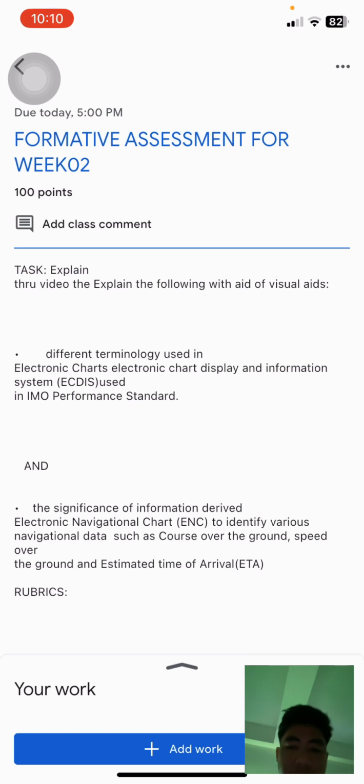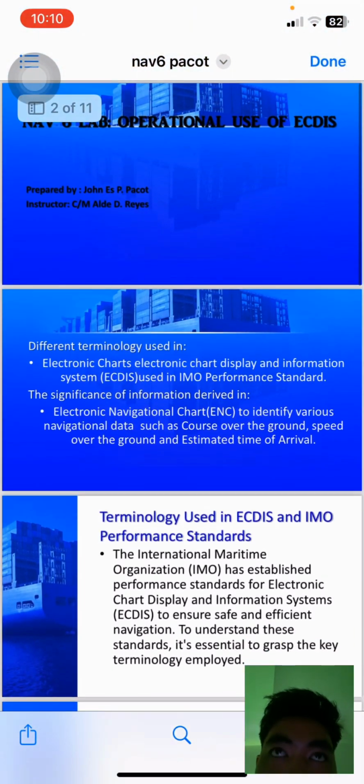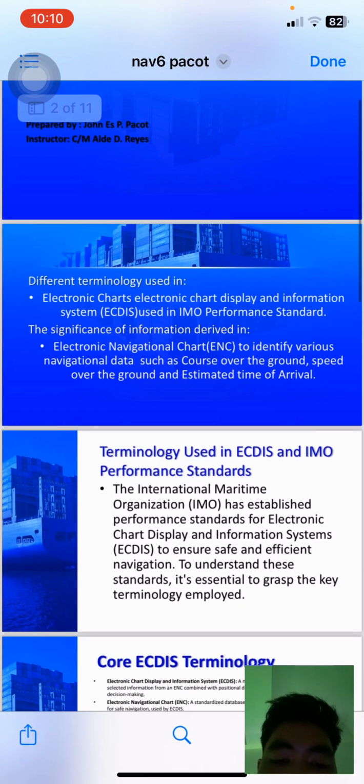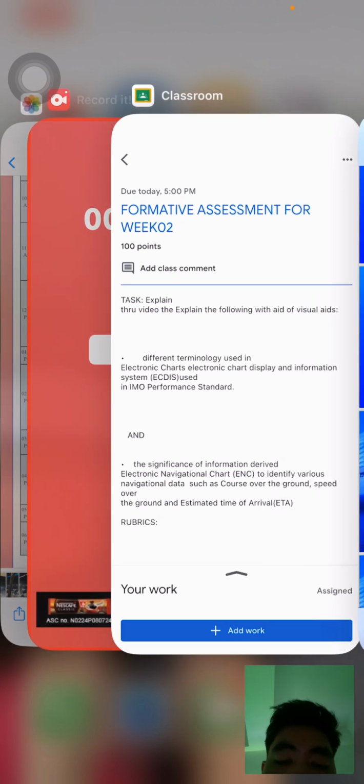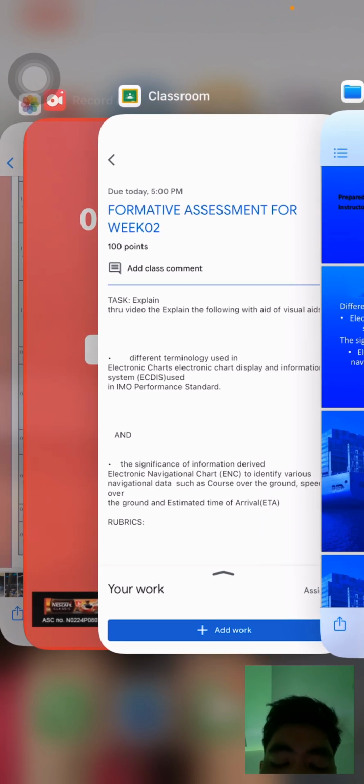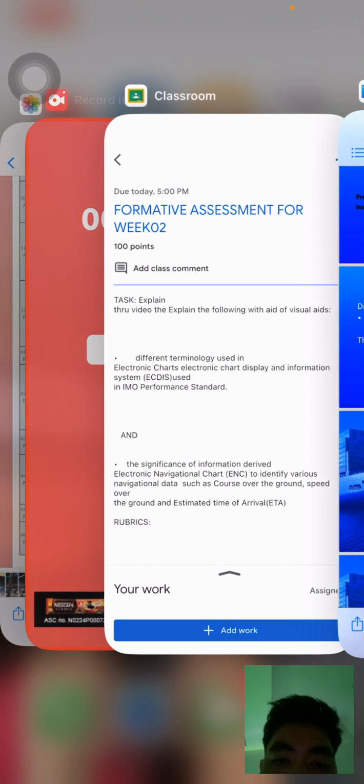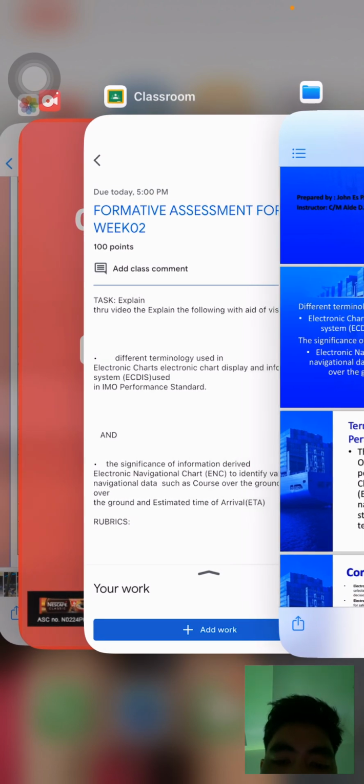Our topic is the significance of information derived from the electronic navigational chart, or ENC, to identify various navigational data such as course over ground and speed over ground and estimated time of arrival, or ETA. Now we have to explain the significance of information that derives from the electronic navigational chart ENC, course over ground COG, speed over ground or SOG, and the estimated time of arrival or ETA.